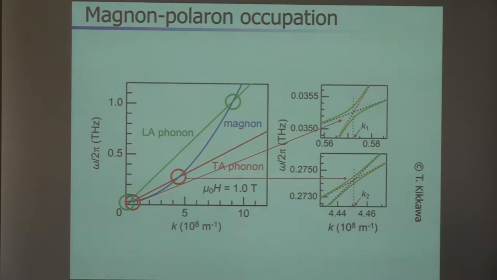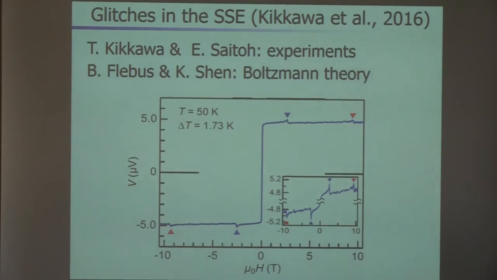Gerrit, what's the insert? Or why is it sharper in the insert? Low temperature? Just the same temperature. Magnification around the peaks.